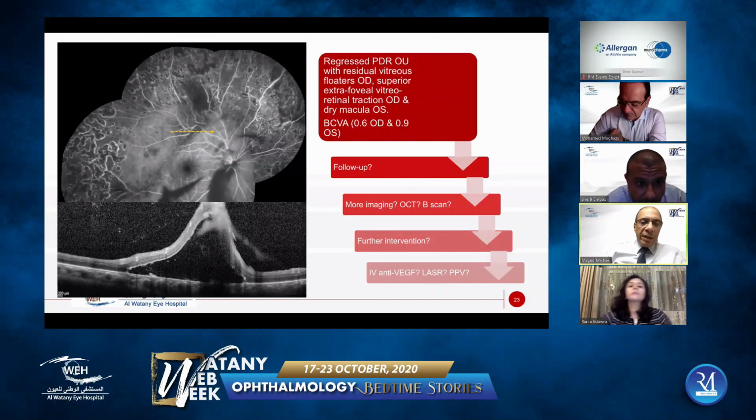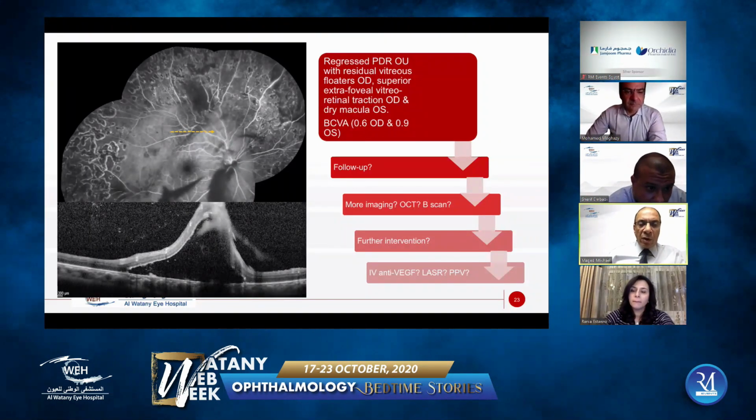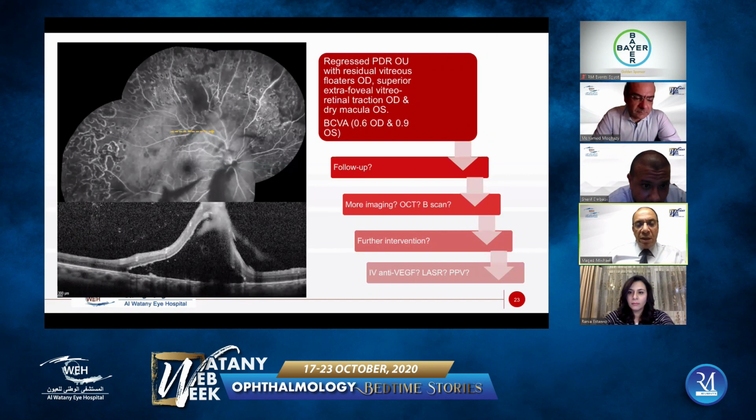Any traction inside the macular area, I usually encourage the patients for surgery to avoid more destruction of the photoreceptors and gain more visual prognosis for the patients. So any traction inside the arcades, even if it's extrafoveal, but inside the arcades, I mean threatening the fovea, I usually encourage for surgery.